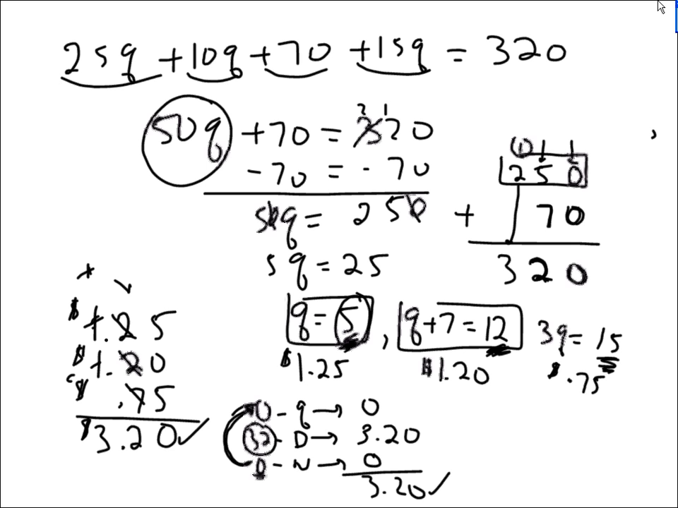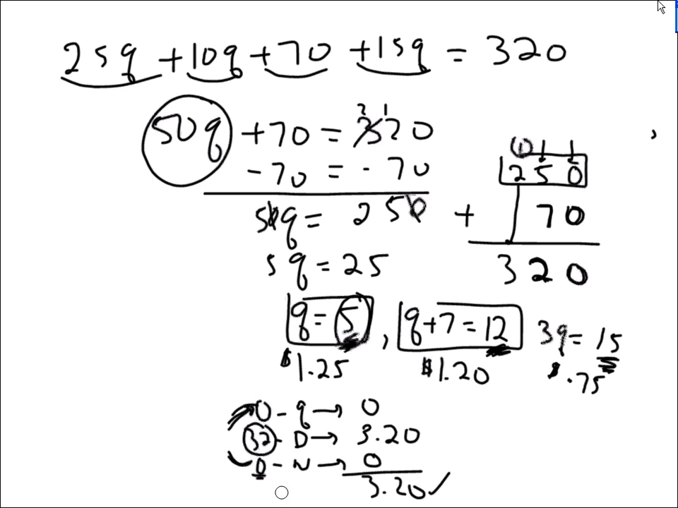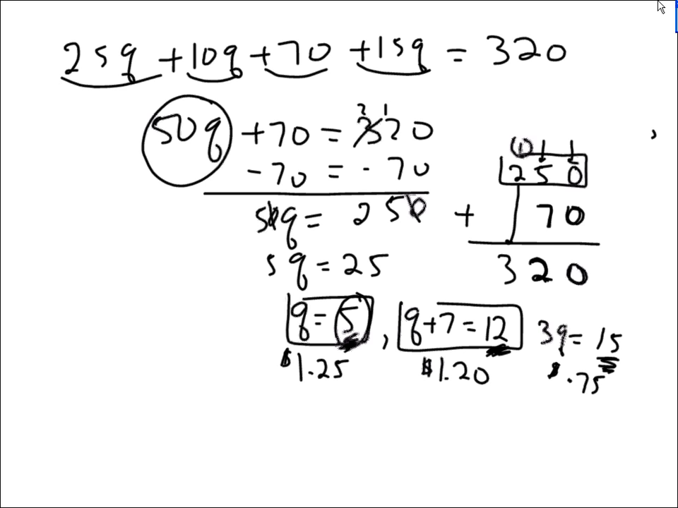So there are lots of ways to get some of these conditions met. But there's only one way to get them all met at the same time. And in this case, it's 5 quarters, 12 dimes, and 15 nickels. That would do it perfectly. Okay, and that actually completes the section on mixture problems.